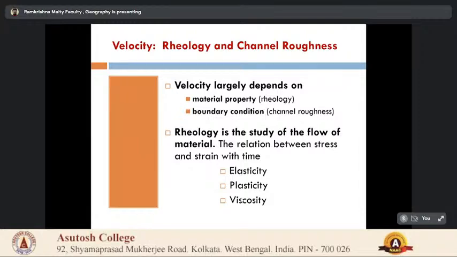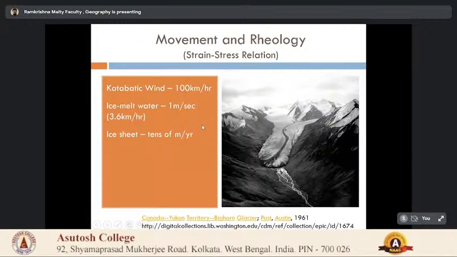Now I will show you how the velocity of movement depends upon the material property and channel roughness. I am taking one example, and this example will give you a clear understanding of how the material property regulates the movement of material. If you see this picture, it's a mountain glacier. It moves down, and at its lower end, this glacier melts into water, into a river, from where a river generates. So on this slope, the gradient is almost the same everywhere.